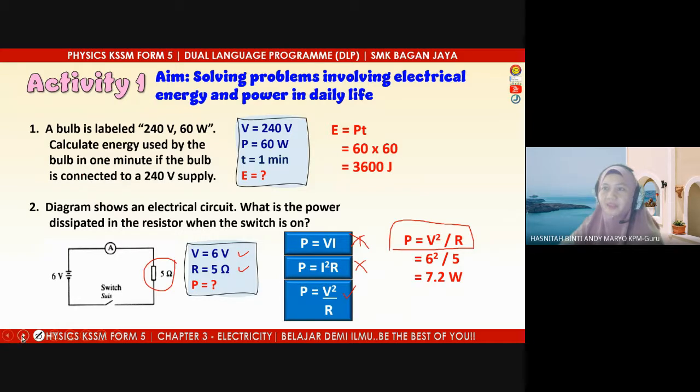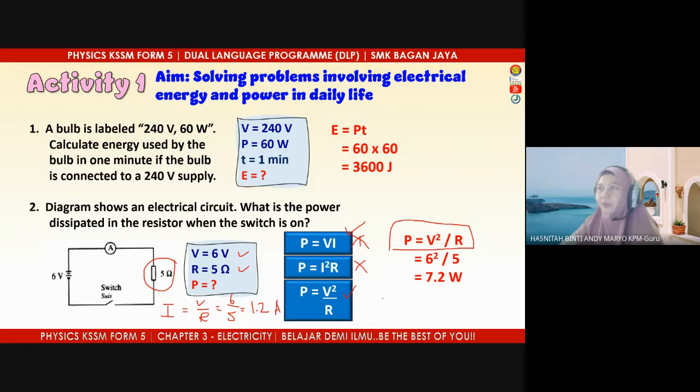Okay, next student. It means that in question 2, if you want to find I first, no problem. You can find I is V divide by R. 6 divide by 5. So 6 divide by 5 is how much? 1.25. Is it? Is it correct? 6 divide by 5 is 1.2, right? That gives you the current, 1.2 ampere. So you can use this one.